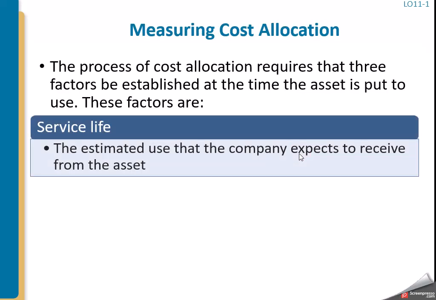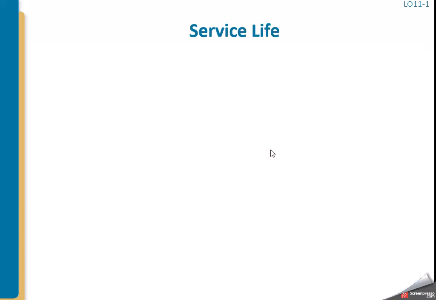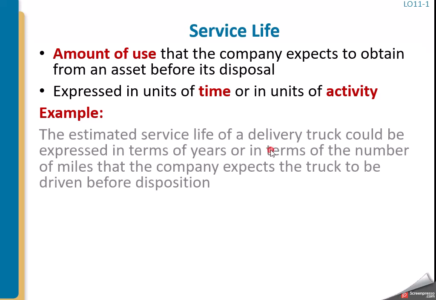So we're going to take that $60,000 and split it out over those 5 years that we are using that truck. So these are the things that we have to consider: the service life, how long are we going to use it? What, again, is that allocation base? So the cost less what we expect to get back at the end. And then how are we going to choose to allocate it? We'll see that there's a few different ways that we can do it.